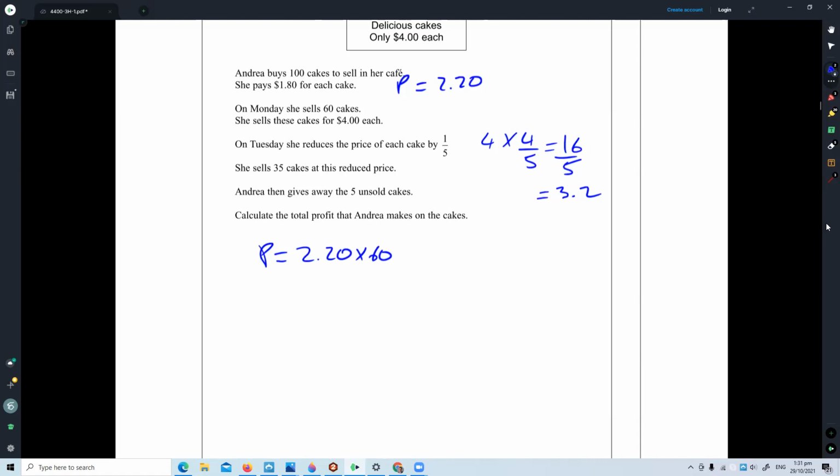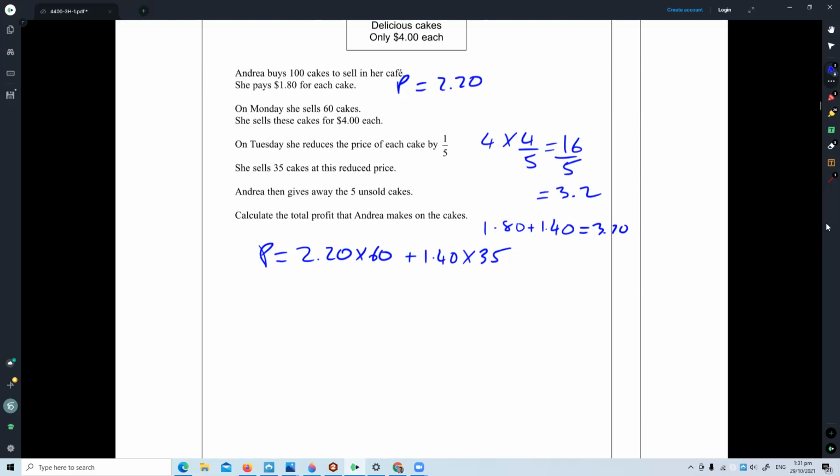Now, if she buys them at $1.80 and sells at $3.20, you can easily see that 180 plus 140 is going to be equal to $3.20. So she's made a profit of $1.40 here. So she's still in profit with those next 35 cakes. So 140 times, let's see, 35.